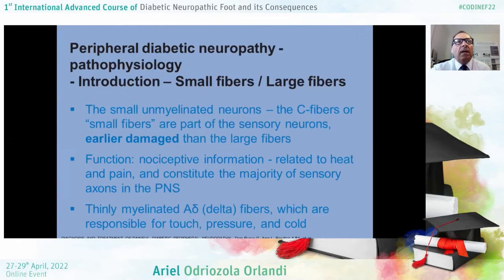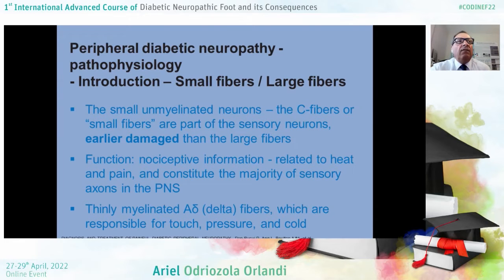The small unmyelinated neurons, the C fibers, or small nerve fibers, are part of the sensory neurons and suffer earlier damage than the large fibers. These neurons and receptors have the nociceptive function of heat and pain. Other special small fibers, in conjunction with small C fibers, are the thinly myelinated A delta fibers, which are responsible for touch, pressure, and cold.